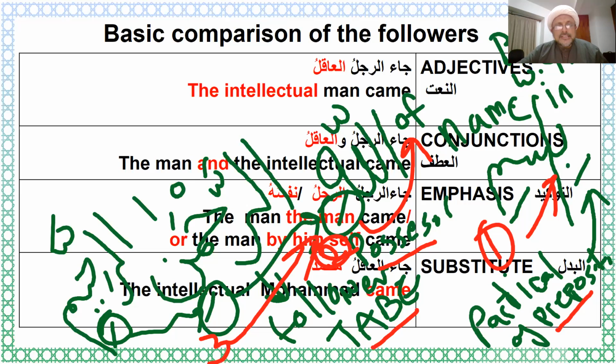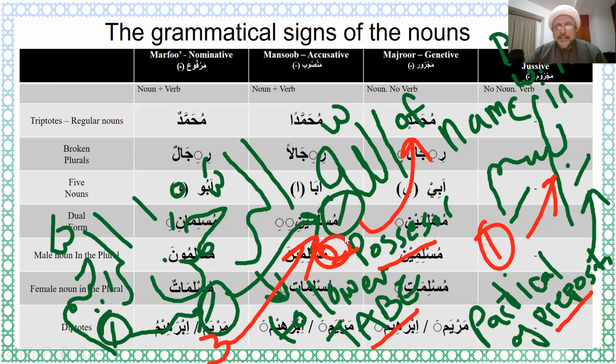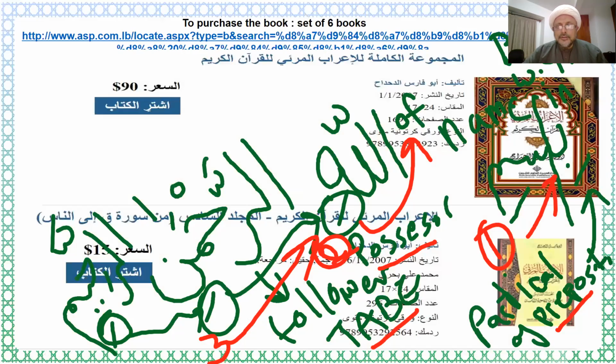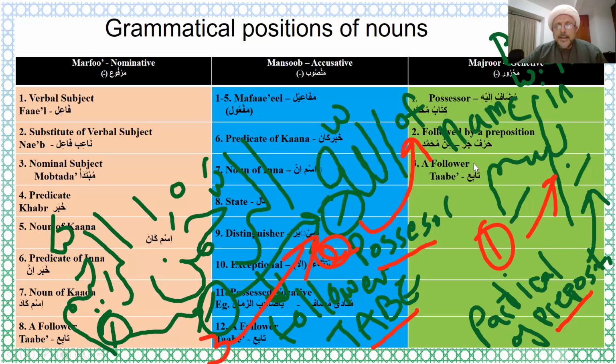So adjectives, they follow, okay? They follow. And the post-conjunction particle follows the pre-conjunction particle. And the emphasis and the substitute noun. These are the 4 followers. So if we look back here, our tabi'. Tabi' of majroor, tabi' of a possessor will be E. Tabi' of a noun preceded by a preposition will be E. And that's it. So we have 3 types of majroor noun.